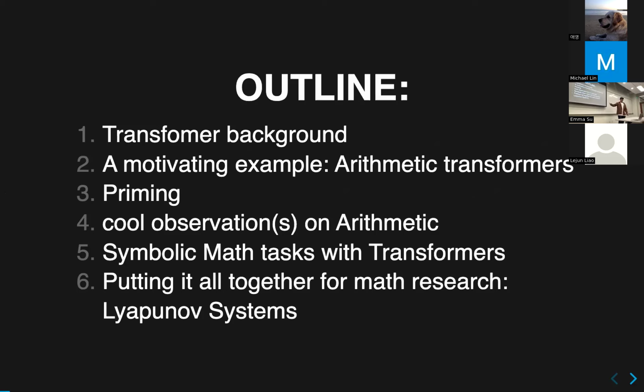And then we'll talk about priming, which is a paper in 2023, which is pretty cool. Some cool observations on arithmetic transformers. And then we'll be going into symbolic math tasks with transformers. I think that's going to be the meat of today. And also seeing how we can use this for open math problems like discovering Lyapunov systems.